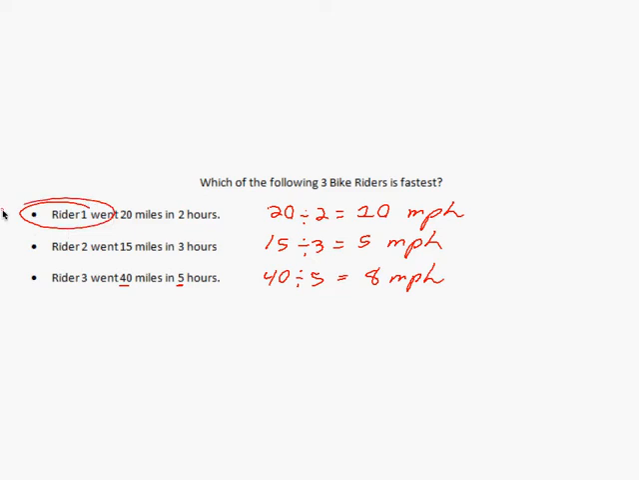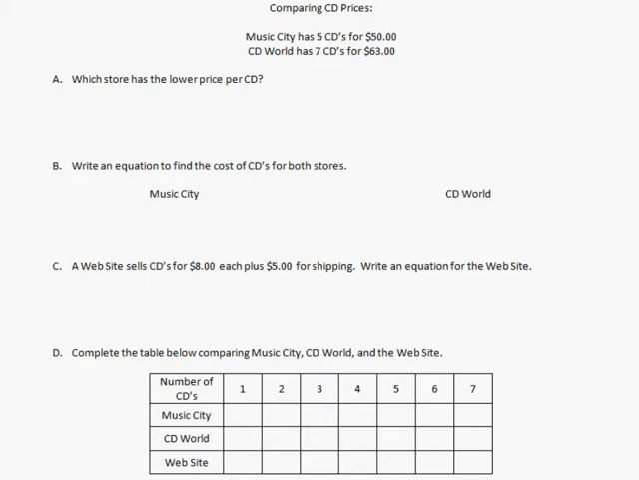Each of these is a unit rate per 1 hour, per 1 hour, per 1 hour. 2, 3, and 5 hours you cannot compare. You can compare them when they're all compared to 1 hour. So that's what a unit rate is. Alright, let's use it in comparison shopping.